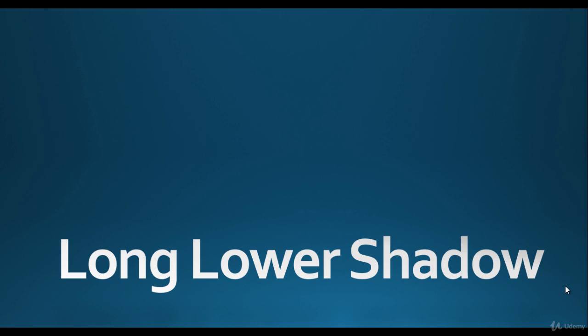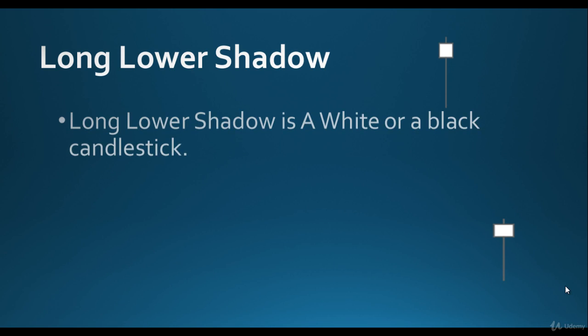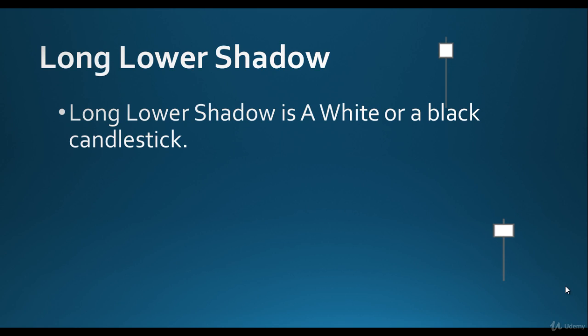Long lower shadow. Now it looks like something like this. A long lower shadow is a white or a black candlestick. So don't get confused if you see a black candlestick, that is a red candlestick or a green candlestick.